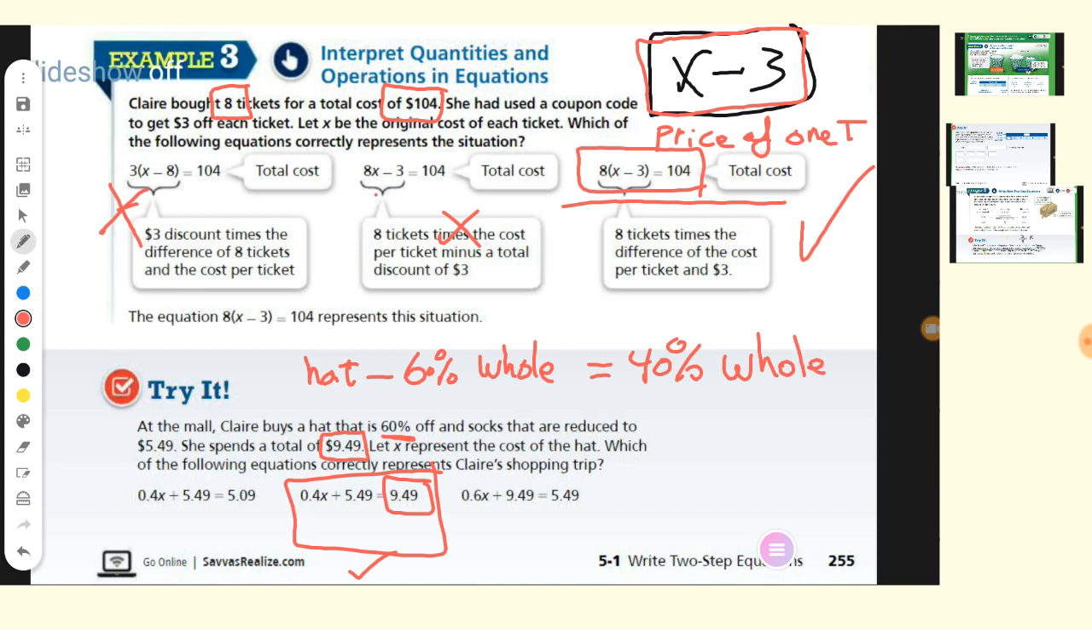And the whole is x. So it's 40% of x, which means 0.4 multiplied by x. Plus, she will buy socks again, with 5.4. So it's plus. So this equation is right. Okay, this is how to read examples or word problems and convert them to an equation. I hope you enjoyed the lesson. See you next time. Bye.